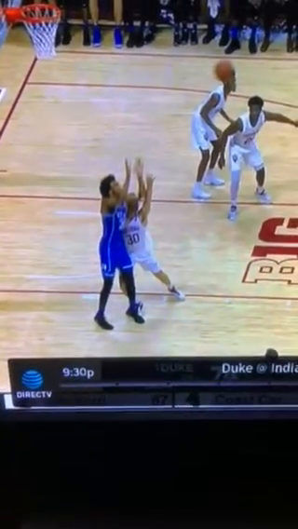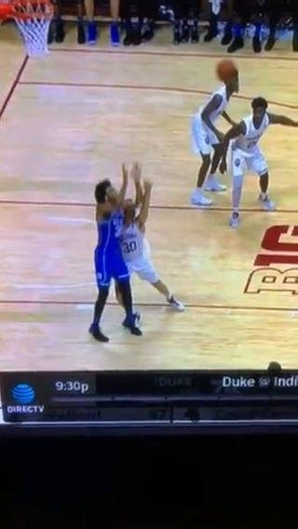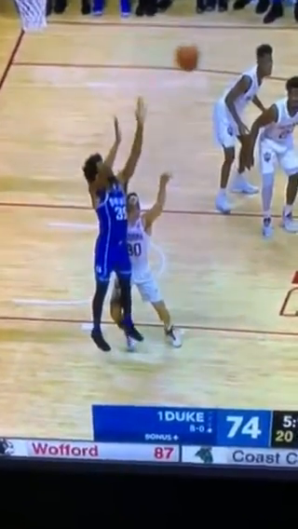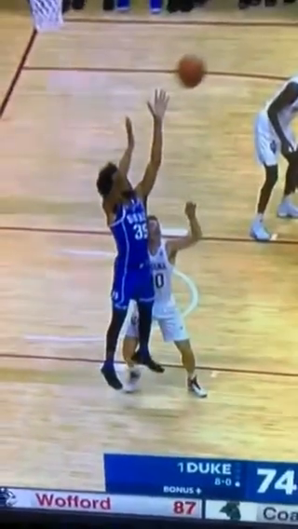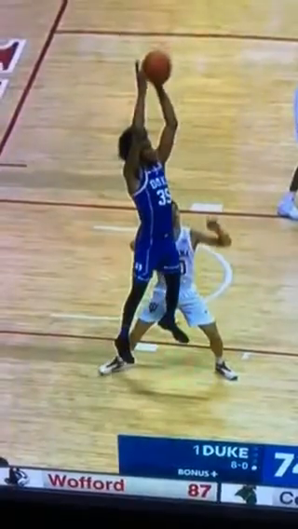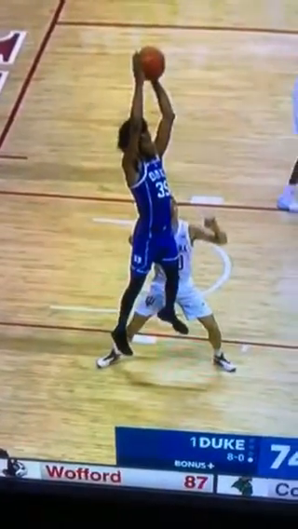The rules of basketball say that a player may gain control of the ball with both feet on the floor, one foot on the floor, or no feet on the floor. In this example, number 35 blue gains control of the ball. And player control is holding or dribbling the ball. He has gained control with both feet off the floor. It's easy to see.